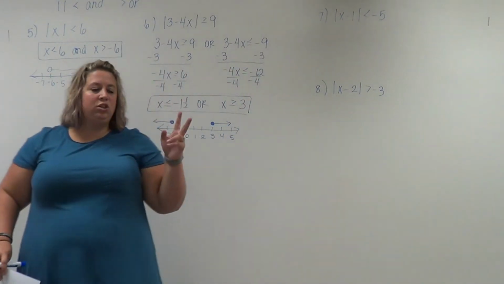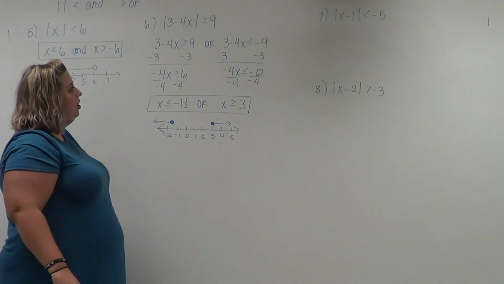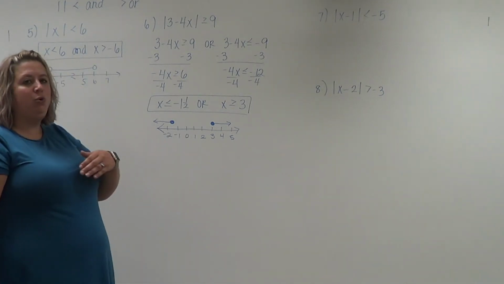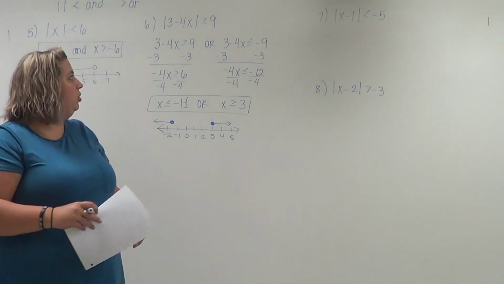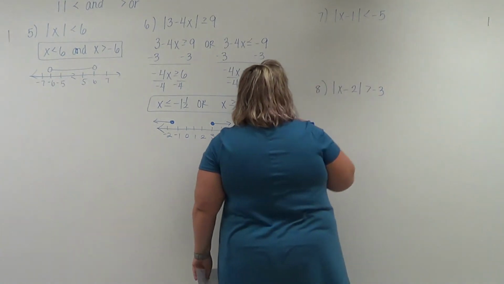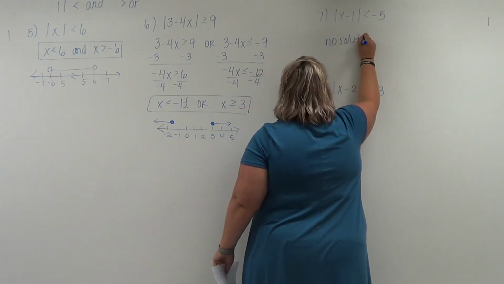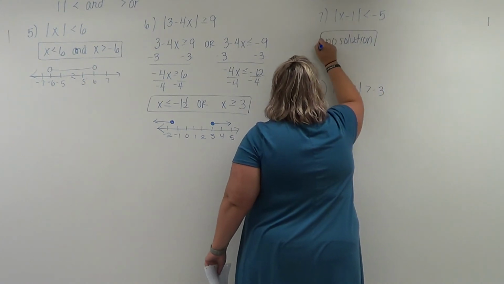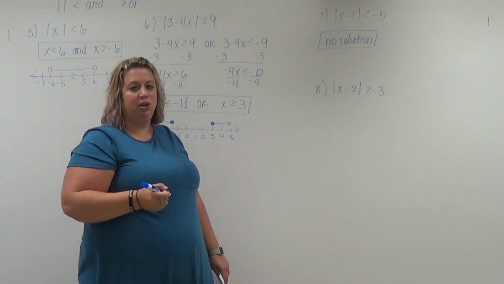Okay, then your last two specialties. What if you have negatives on the other side? Well, an absolute value can never be negative, so it can't be less than a negative. So anytime you see the absolute value by itself less than a negative number, this is going to be a no solution. It can't be less than 0. So if it's any number less than 0, it's a no solution.